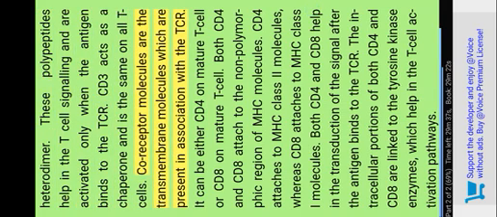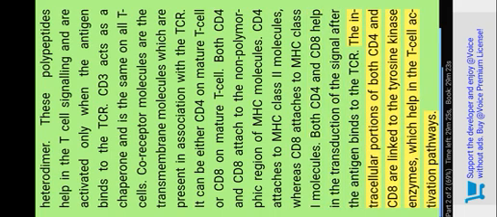Co-receptor molecules are the transmembrane molecules which are present in association with the TCR. It can be either CD4 on mature T cell or CD8 on mature T cell. Both CD4 and CD8 attach to the non-polymorphic region of MHC molecules. CD4 attaches to MHC class 2 molecules, whereas CD8 attaches to MHC class 1 molecules. Both CD4 and CD8 help in the transduction of the signal after the antigen binds to the TCR. The intracellular portions of both CD4 and CD8 are linked to the tyrosine kinase enzymes, which help in the T cell activation pathways.